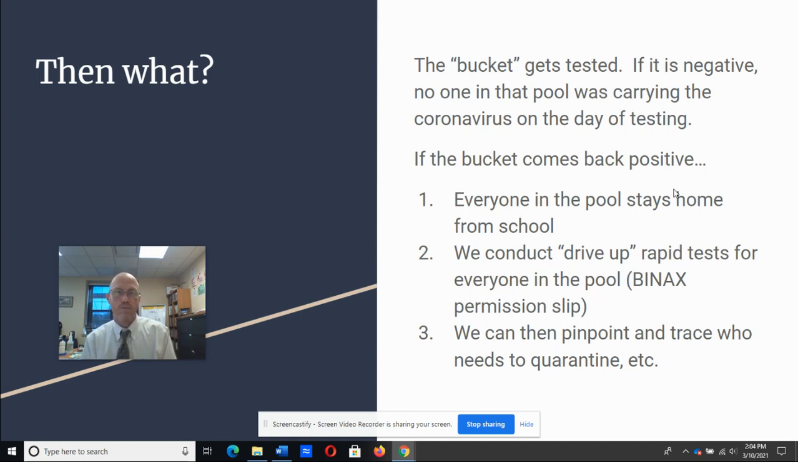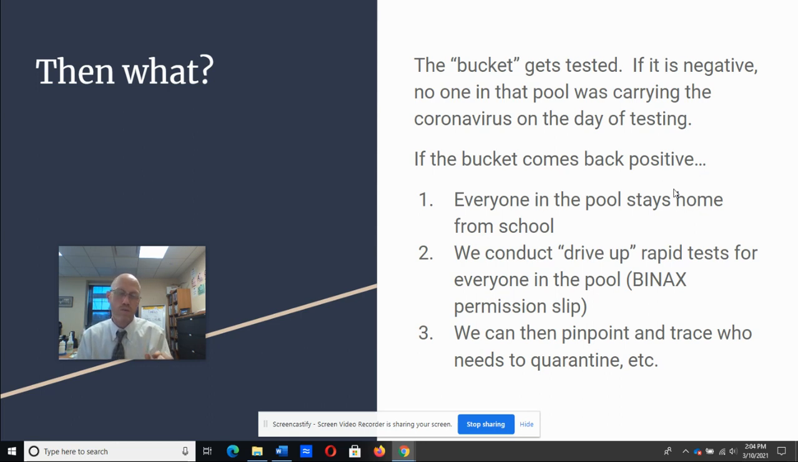If one of the buckets comes back with a positive test, then everyone in the pool is notified immediately and they're asked to stay home from school. Then they're invited to come in for a drive-up rapid test that we do right out in our driveway. And that's the Binax permission slip that we gave everybody when they came in. If you signed on that, that's giving us permission to conduct this rapid test.